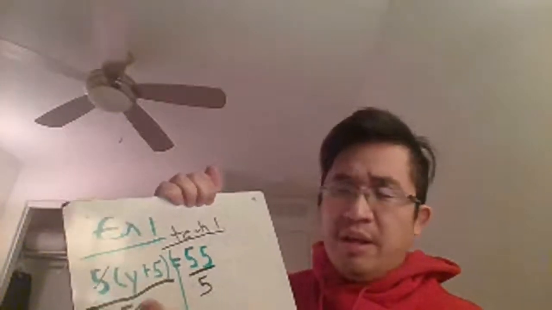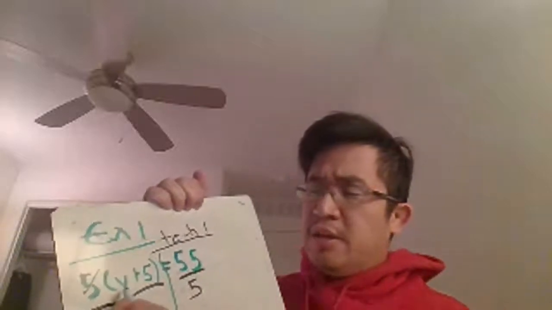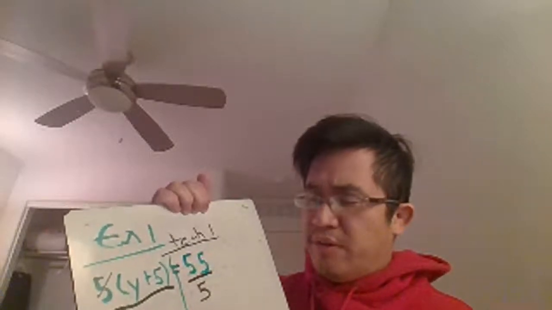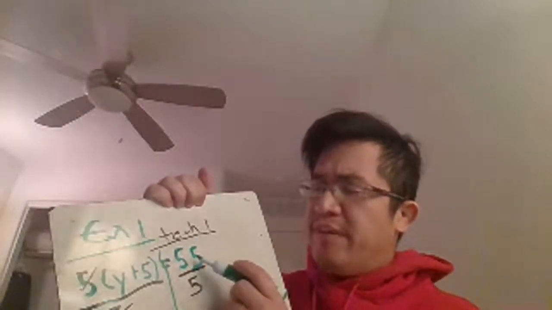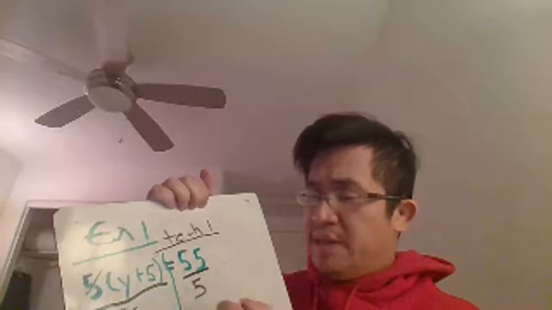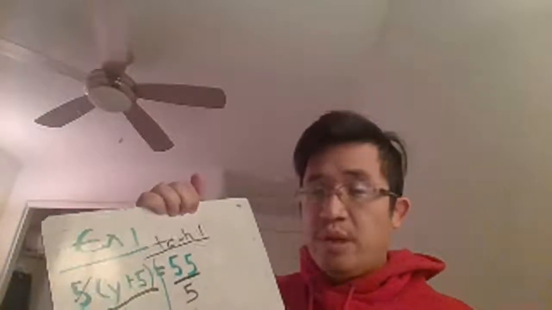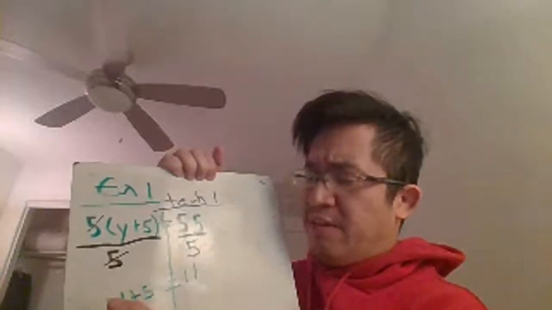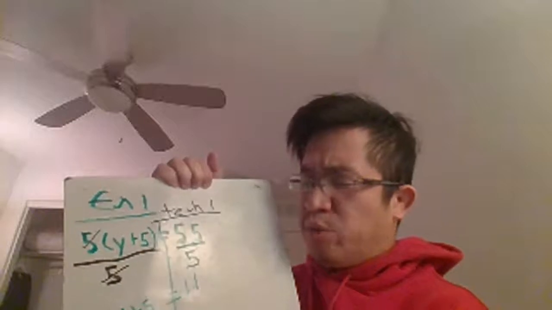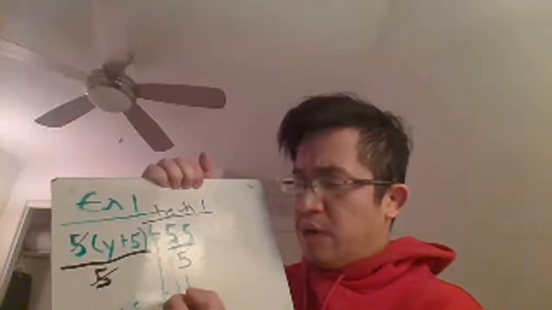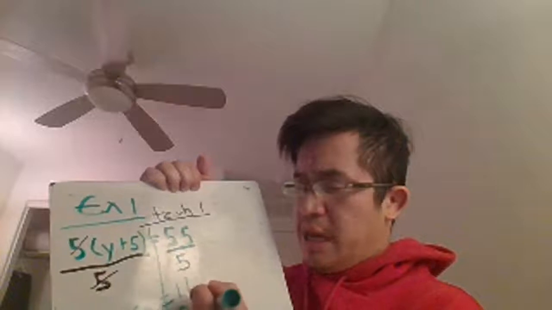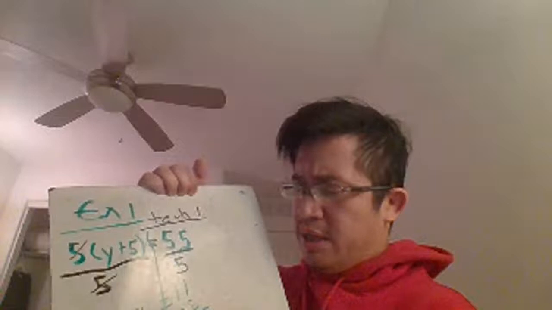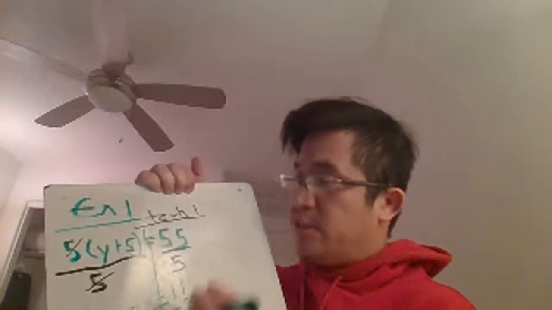Now what happens on the left-hand side is the y and the plus 5 are freed up. So I've got y plus 5. Then I've got 55 divided by 5, and that's going to be 11. Now, from here, we can just subtract by 5 because I want to get the plus 5 away. So I subtract by 5, and I subtract by 5. The 5's cancel out, and I have y equals 6.